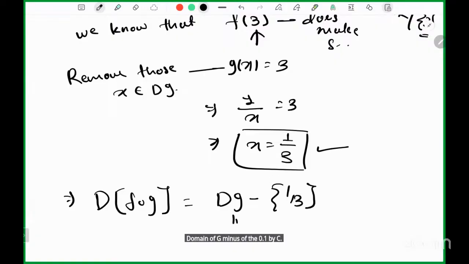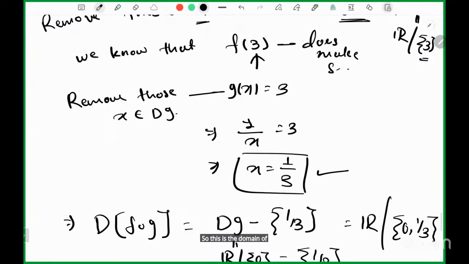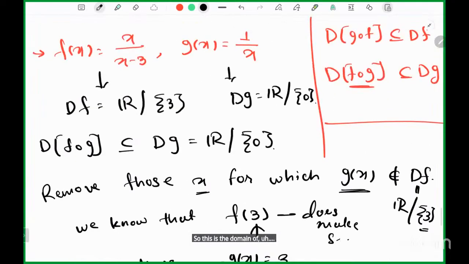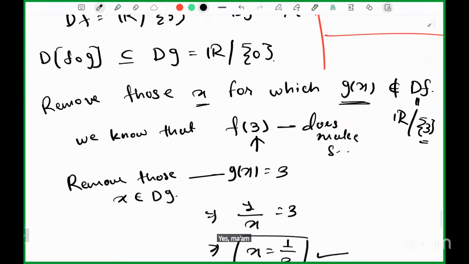But what is the domain of g? It's real numbers minus 0, minus the point 1 by 3. So now we have to remove 2 points. From the real numbers, we have to remove 0 and we have to remove 1 by 3. So this is the domain of f composition g. Is that clear now? A little bit clear? Yes, ma'am. Okay.